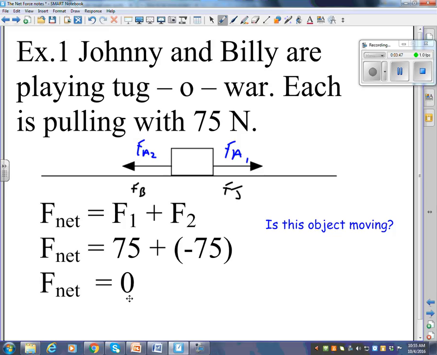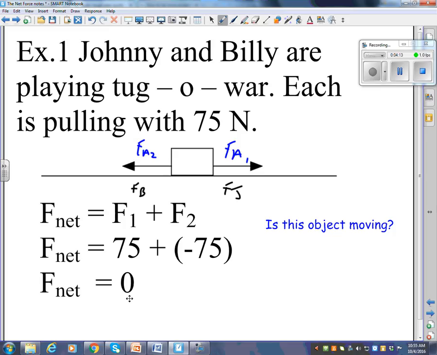Now the question is, is the thing in the middle of the rope moving? Most people have seen a tug-of-war before, and they know that the rope doesn't move, right? But what if Johnny had started out pulling with a greater amount of force, and he got the whole system moving to the right, and then he slackens off a bit and just matches? Then the object would be moving at a constant velocity.